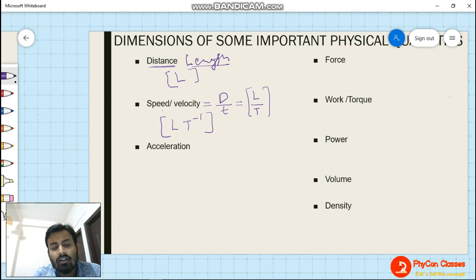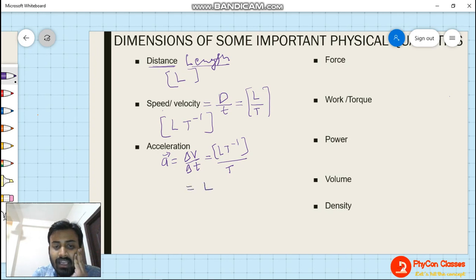For acceleration, how do we define acceleration? Acceleration is the rate of change of velocity, that means change in velocity divided by change in time. Change in velocity and velocity both have the same dimension, and the velocity dimension we have already calculated, LT^-1. What is the dimension for time? T, and hence the dimension for acceleration will be LT^-2. Understand? This T will come in the numerator with the minus 1. So -1 plus -1 is -2.